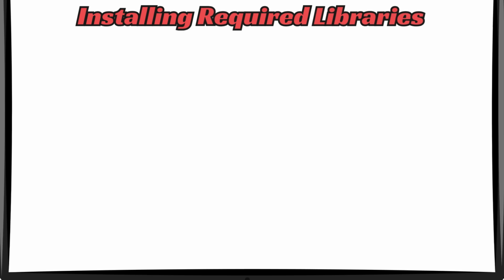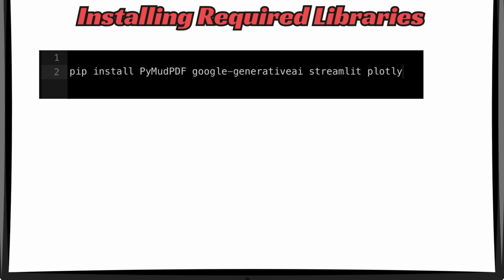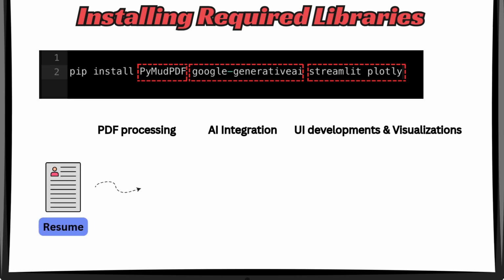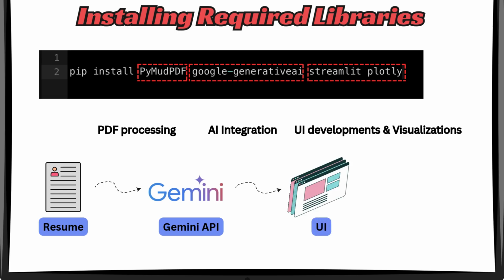Step 1. Installing required libraries. To begin, we need to install the necessary Python libraries that will help us build the project. These include libraries for PDF processing, AI integration, UI development, and data visualization. Once installed, send resume data to Google's Gemini API for analysis. Build an interactive UI using Streamlit. Display results and insights using data visualization.